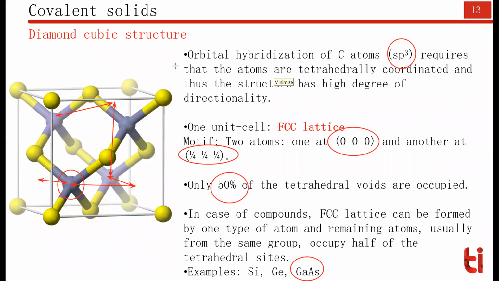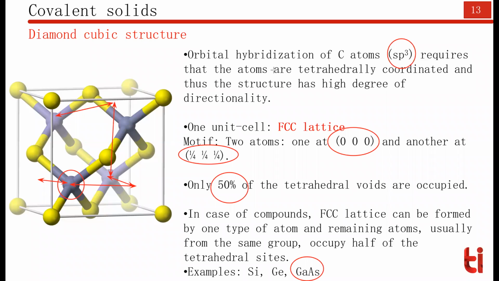Okay, there is a question from Siddharth. He is asking how motif is calculated if we have been given a unit cell. Motif is basically the position of an atom vis-a-vis the lattice point. So if the unit cell is given, from the diagram you can see the position of the atoms. If the atom is at the lattice site, then your motif coordinates are always 0, 0, 0.